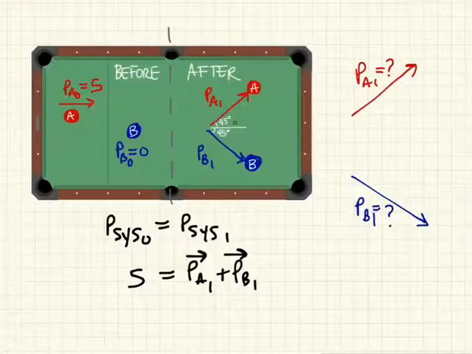That's not our solution. But based on what we did in the previous problem, we noticed that we can use a little bit of trig, and using the idea of the momentum in two different directions, we can go ahead and figure out what our total momentum for A and B is after the collision. And this is how it works.